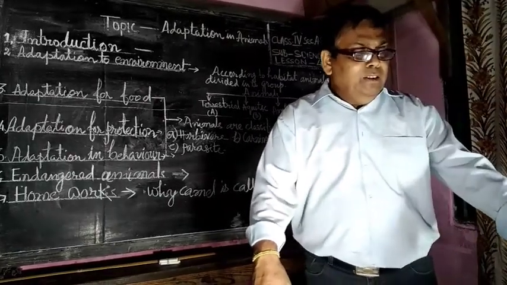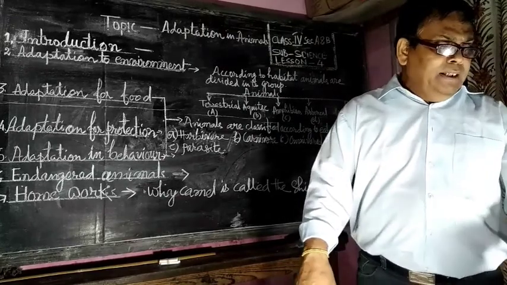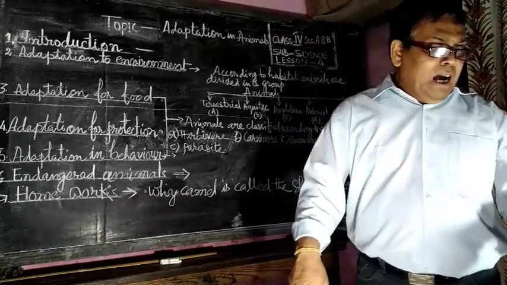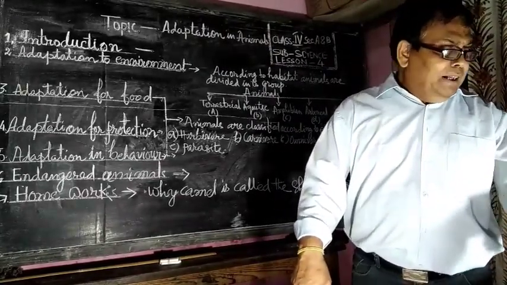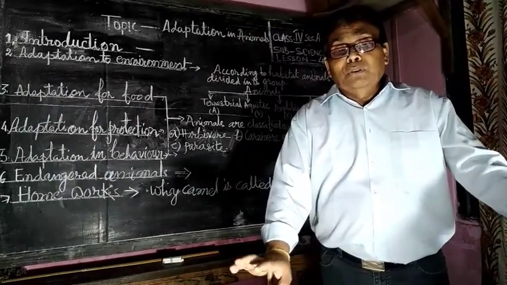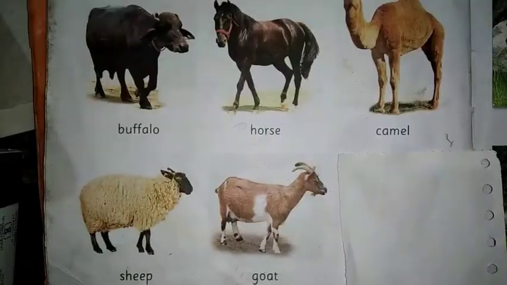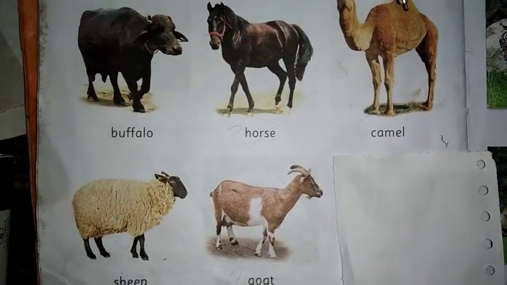Animals that eat only plants, fruits, and vegetables are called herbivores. For example, cow, horse, goat, buffalo, camel, sheep, etc. are herbivores. They eat only grass and fruits. See the picture. These animals are herbivores.